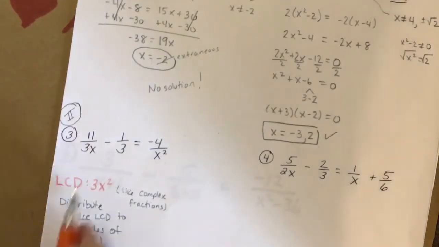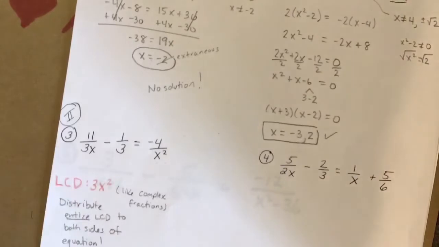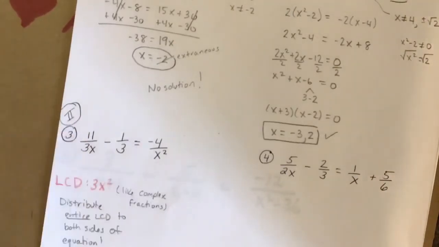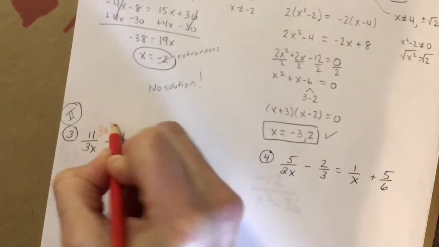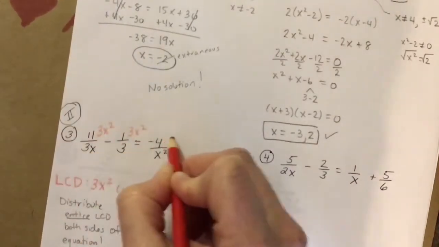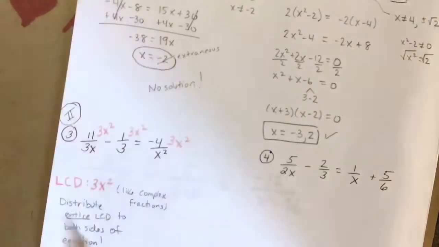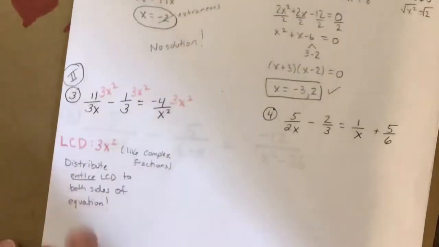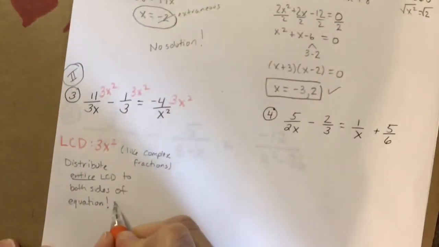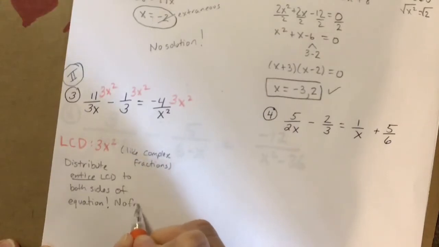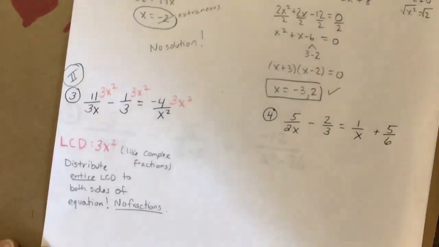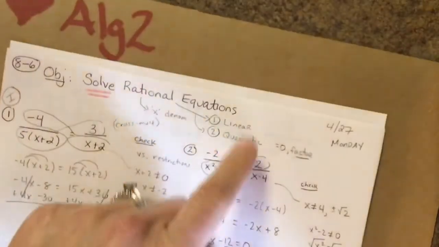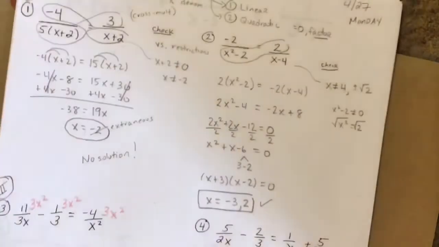All right. So I'm going to write 3x squared. How many times? 1, 2, 3. 3 times, because there's 3 terms. All right. 3x squared, 3x squared, and 3x squared. And then if we do it right, this is why we're doing it, we will end up with no fractions in the equation. Okay, and we're going to solve either a linear or quadratic. All right, so watch what will happen.